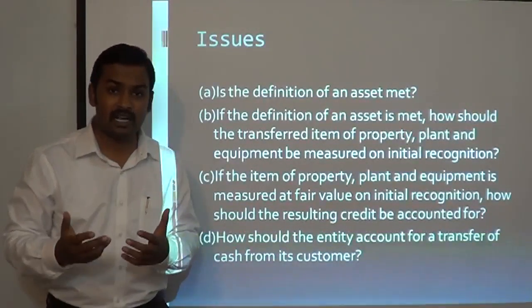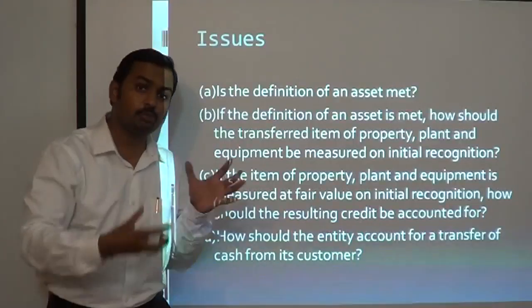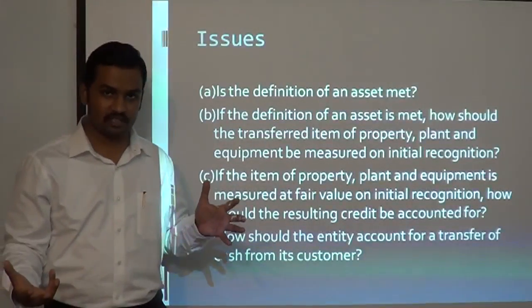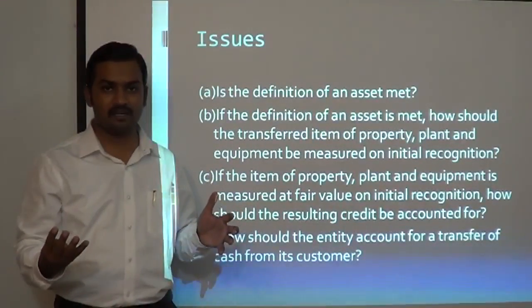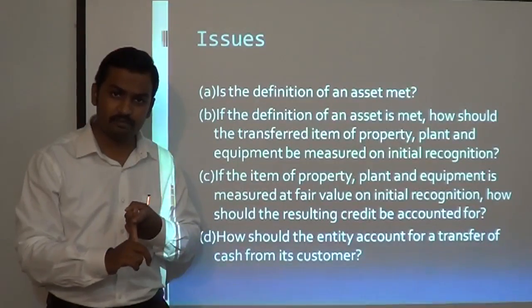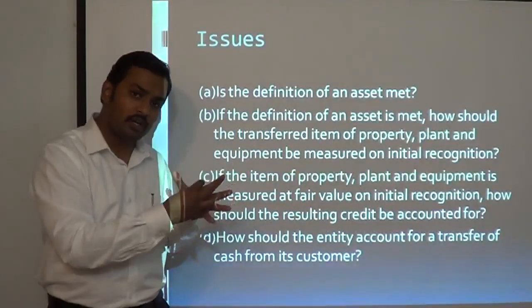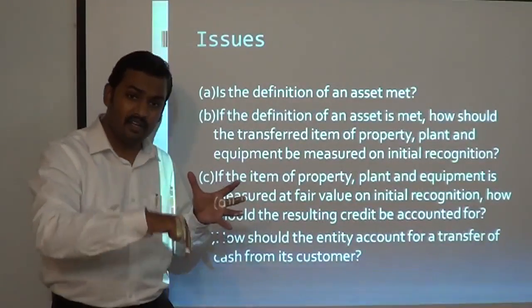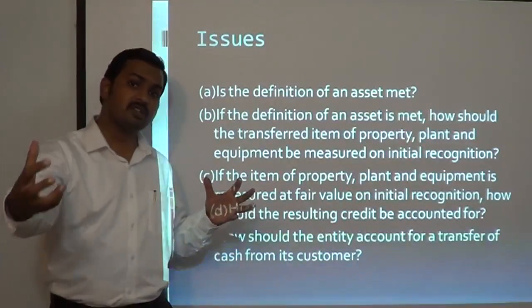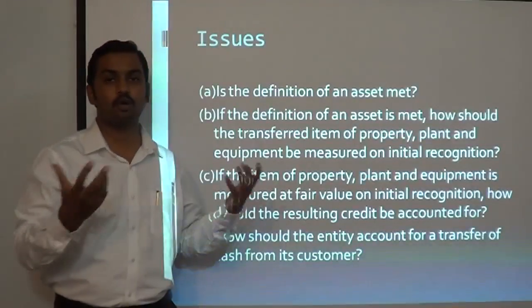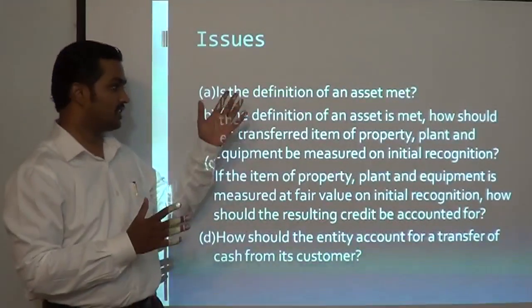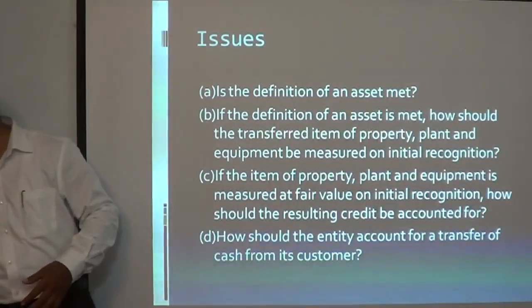And then ultimately the last question is, if a customer is giving cash to buy an asset, how do you deal with that cash? So these are the four questions which are going to be handled by the standard. Is the definition of an asset met? Second, when can you recognize the asset and at what value can you recognize the asset? Third, where will you give the credit? And fourth, if the customer is giving cash to you to buy such assets, how do you deal with that cash? Okay, so these are the issues which are going to be discussed by the standard.